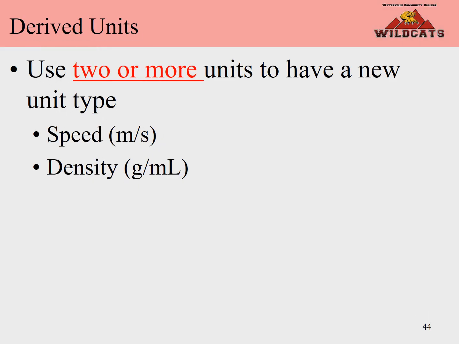We can also derive units. It's two or more units to make a new type. Speed is meters per second. Density, which is probably a familiar one, is grams per milliliter. Well, if you'll notice, we didn't have any volume on our list of SI units. So milliliters is actually a derived unit.